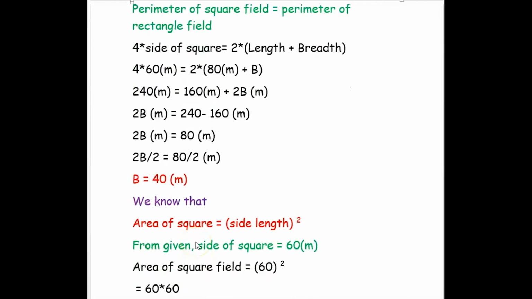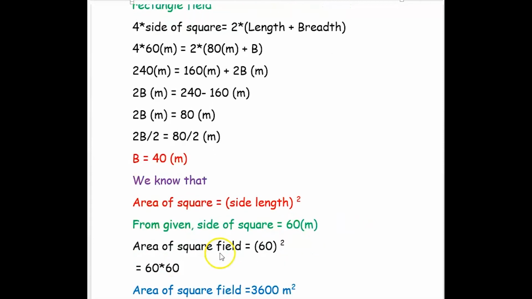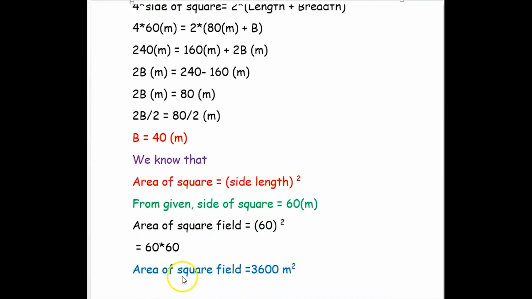Now we'll find the area of the square, because we want to compare the area of which figure is greater. We know that the area of the square is side squared, that is side length into side length. From the given, the side length of the square is 60 meter. So the area of the square will be 60 square, that is 60 into 60, which is 3600 meter square. So the area of the square field is 3600 meter square.